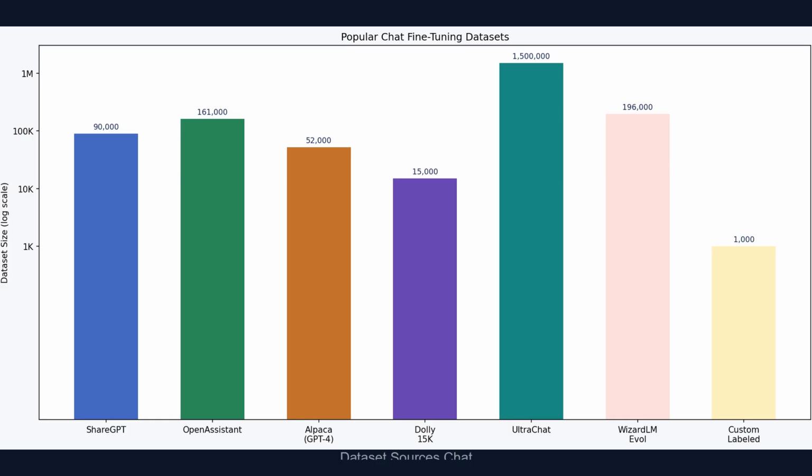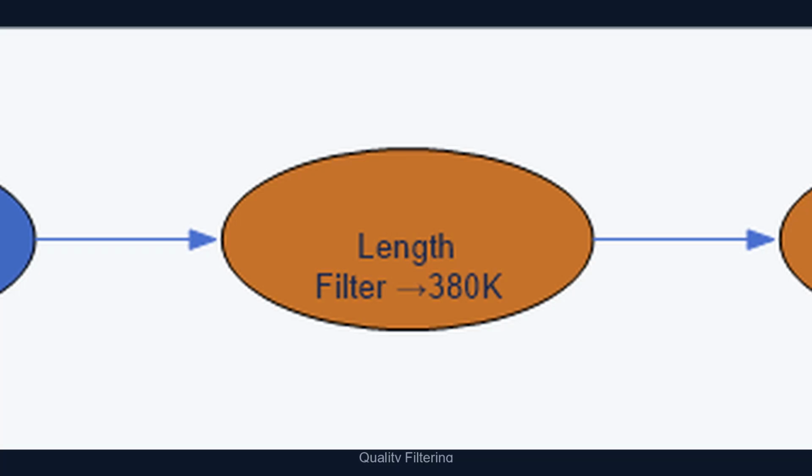The key insight from this chart isn't that bigger is always better, it's that even 1,000 carefully curated domain-specific examples can produce a model that outperforms one trained on 50,000 generic ones, because relevance to your target task matters far more than raw volume. This pipeline shows what dataset preparation looks like at production scale, and understanding it helps you apply the same thinking even to a small dataset.